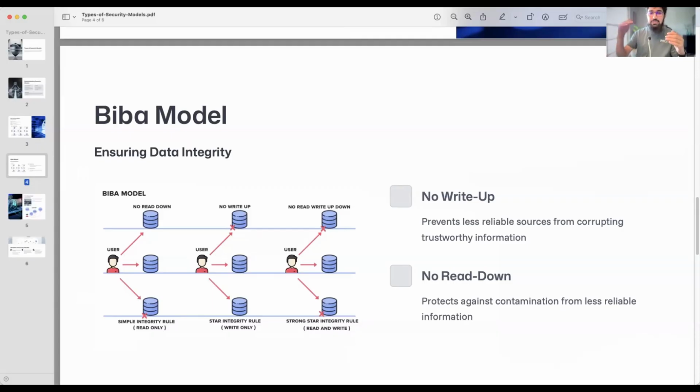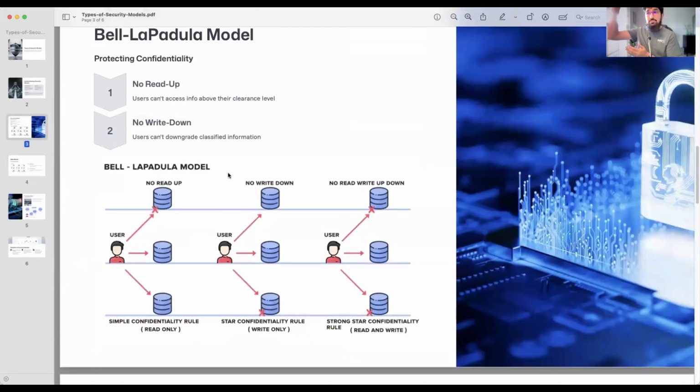So let's say you are at one level, so you cannot, once again, read down. You cannot see what's there. That's what no read down means. And then you cannot write up. So, you know, no write up. So if you remember, in the earlier model we said no read up, no write down.